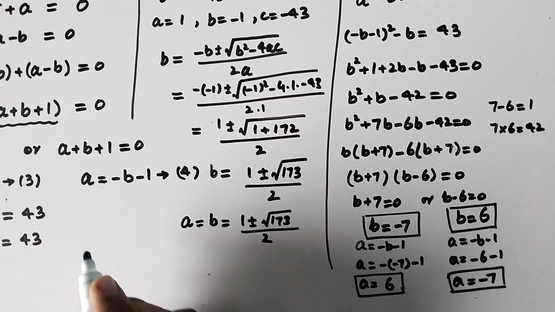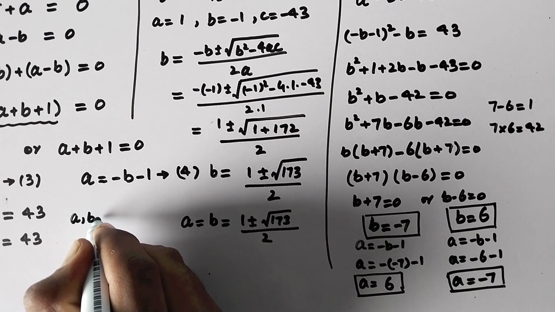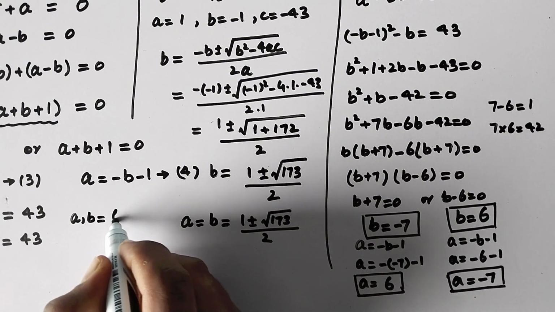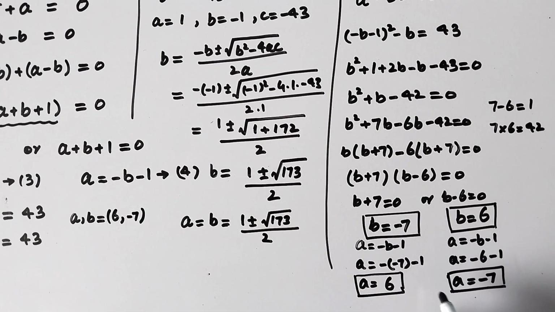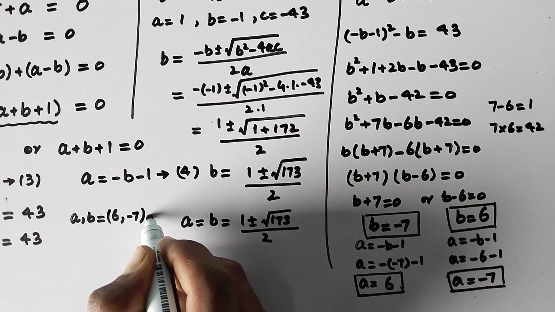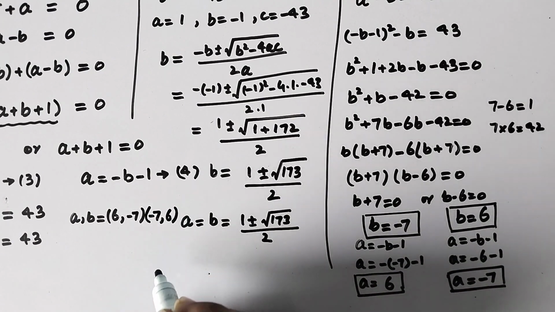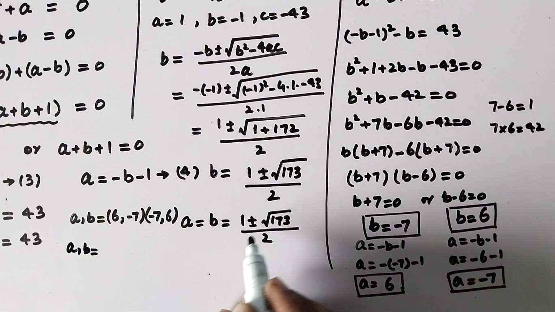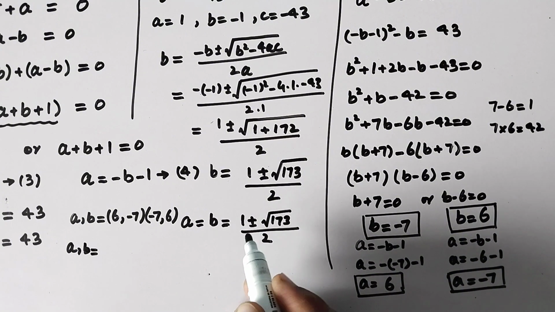So here we will write the solutions of a and b for this problem. a and b are respectively equal to, here a is equal to 6 and b is equal to minus 7, and here a is equal to minus 7 and b is equal to 6. And the second solution is a and b are equal to, as here is 1 plus or minus, so two values of a and b are positive and two values of a or b are negative.